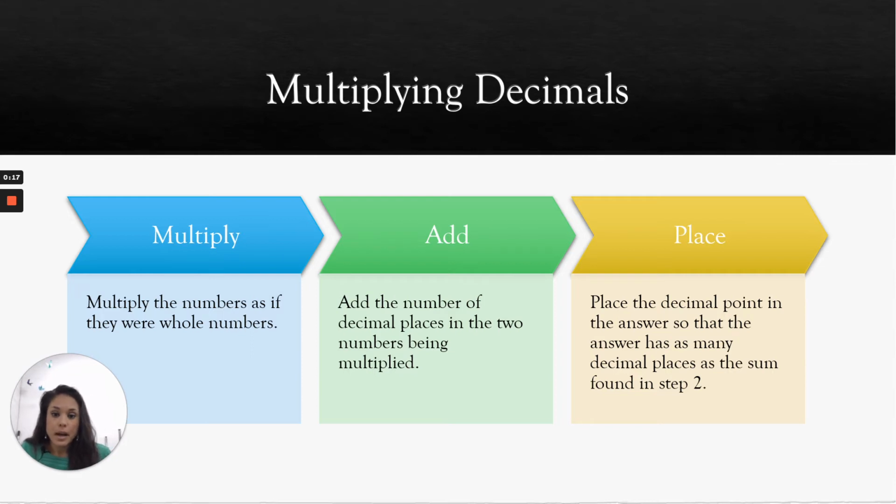And then the next step would be to add the number of decimal places in each of the numbers you're multiplying. Whether you're multiplying 2 numbers with decimals, 1 number with decimals, or 3, or even more than that, you need to add up all of the decimal places. And then you will place the decimal point in the answer so that the answer has as many decimal places as the sum found in step 2.